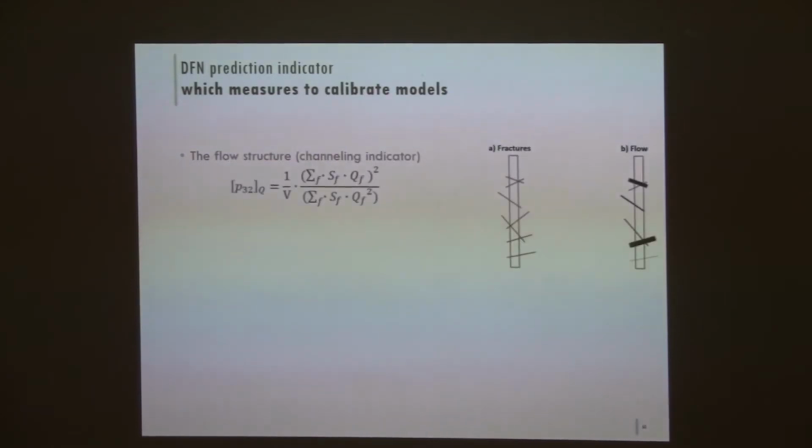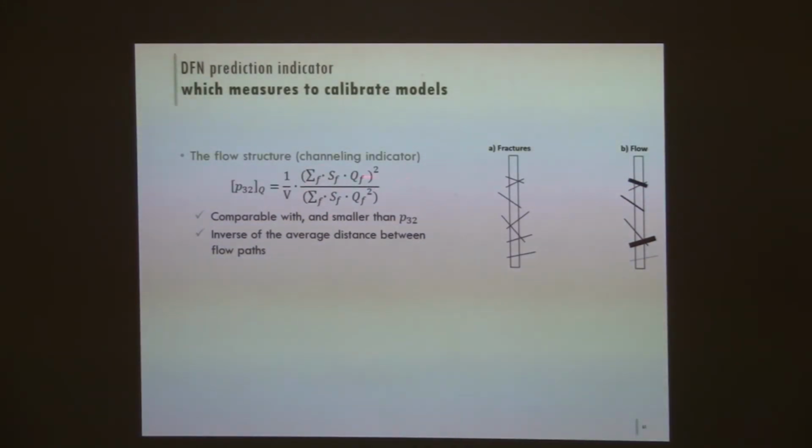Okay? I think more interesting is the flow structure. If you look at the number of fractures, you will see that some are flowing and others are not flowing. So you have a structure for the fractures and you have a structure also for the flow. If you use this expression, this is the average of the flow. QF is the flow per fracture, and SF is the surface of the fracture. So you have an average of the flow per fracture, and you take the first moment squared, and here you divide by the second moment.